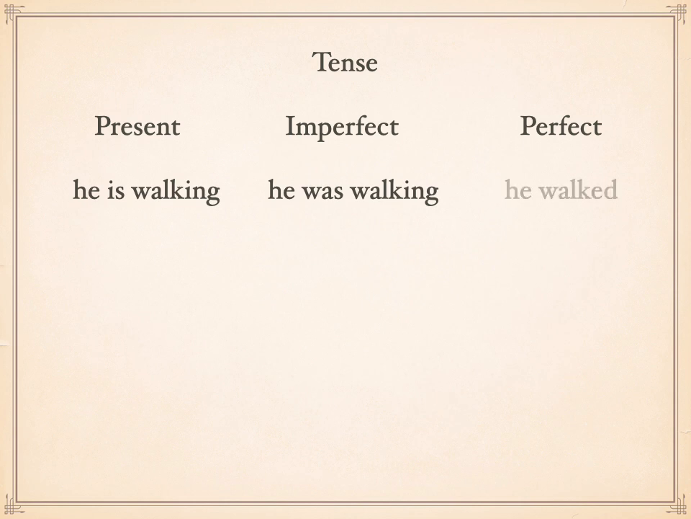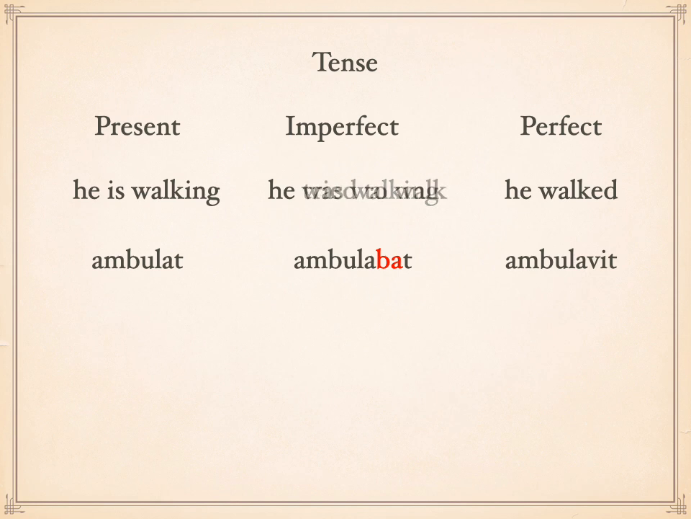The perfect tense tells us whatever he did, it's finished now. So in the perfect tense, we would say he walked. So the way to think about this is to treat the perfect tense often as a past tense. In Latin, it's often easy to see these. So in the present tense, we have ambulat. The imperfect is ambulabat. And the perfect is ambulavit. So you see that very often this BA is a marker for the imperfect. If I see that BA, this is probably in the imperfect tense.